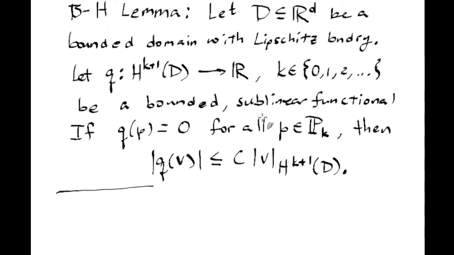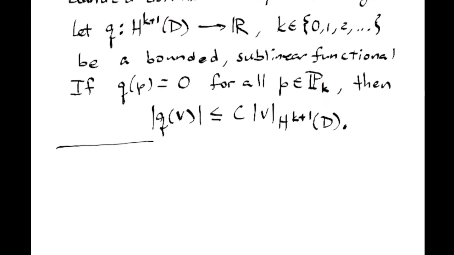It's also important to notice that this k is one less than the Sobolev space that you're in. So we're in H^(k+1), but we're 0 on polynomials of degree k. It doesn't have to be 1D, it can be a multi-dimensional polynomial.